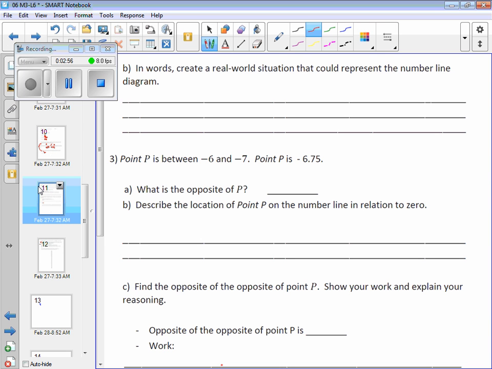All right, let's see how you did. The opposite of point P. J. Positive. Okay, that's good. Okay, yeah. And then the location of point P on a number line, if you were to visualize it, well, this is your point P, and that's going to be 6 3/4 to what? To the right or to the left of 0? Matt? Right, to the left.